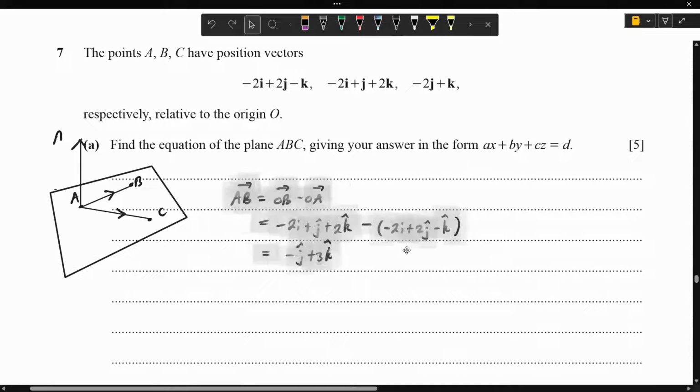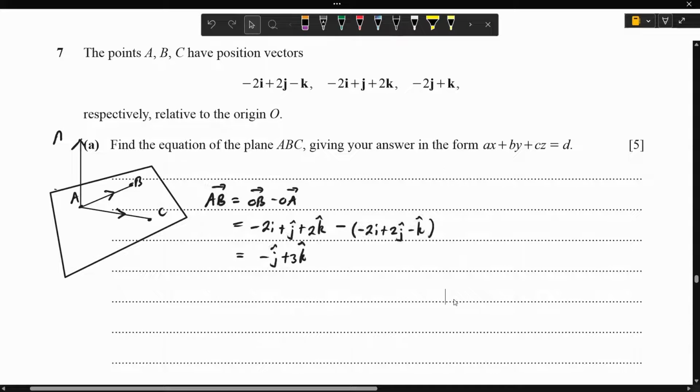So now that we have AB, let's also find the vector AC, all right? So for the vector AC, we'll be saying that's OC minus OA.